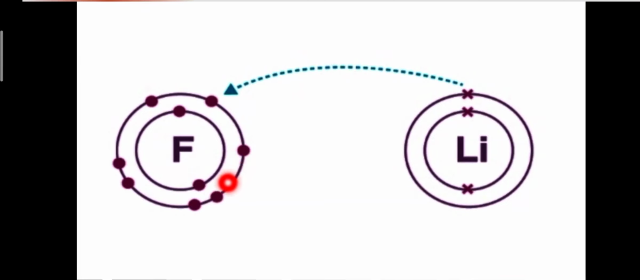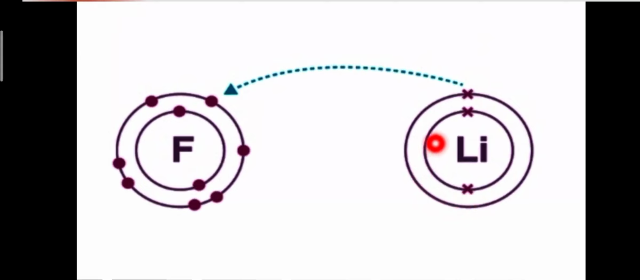This is fluorine, which contains 7 electrons in its outermost shell. The atomic number of fluorine is 9, so it contains 9 electrons: K2 and L7. It requires one more electron to complete its octet. This is lithium. The atomic number of lithium is 3. So lithium contains 3 electrons, that is K2 and L1. Lithium has only 1 electron in its outermost shell.